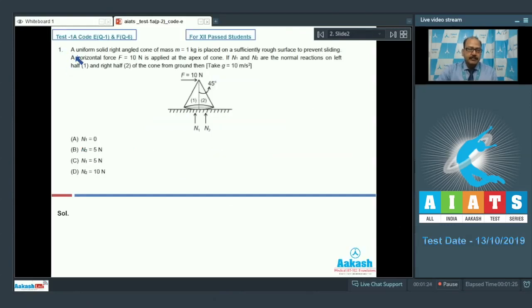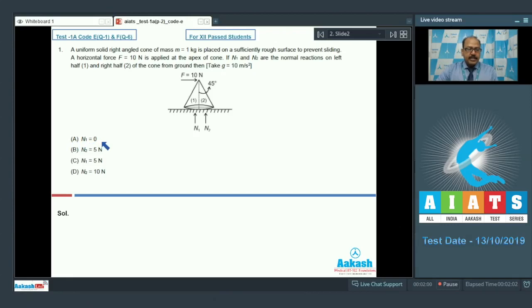Question 1 says, a uniform solid right angled cone of mass m equal to 1 kg is placed on a sufficiently rough surface to prevent sliding. A horizontal force F equal to 10 Newton is applied at the apex of the cone. If N1 and N2 are the normal reactions on the left half, that's 1, and right half, that's 2, of the cone from the ground, then take g equal to 10 meter per second square.